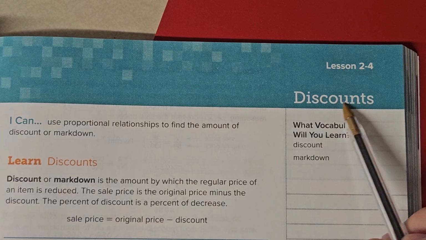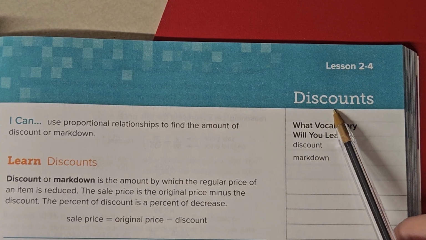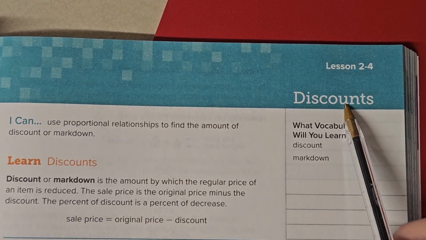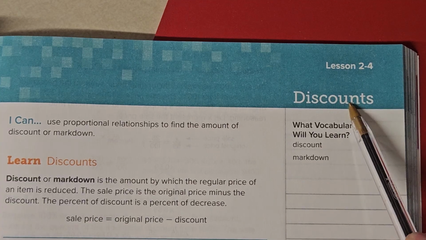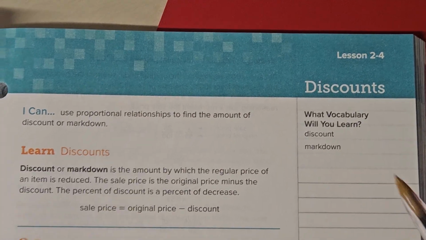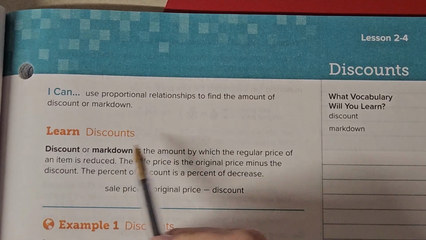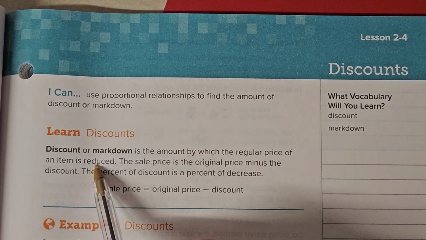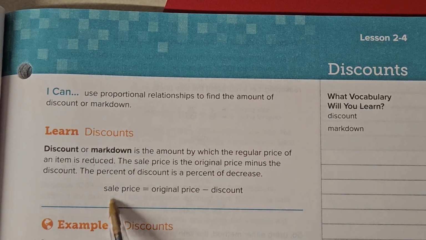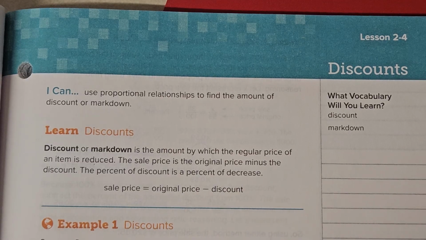Listen, discounts work the exact same way as we've been doing taxes, except a discount is subtracted from the total instead of added to the total. And sometimes a discount is called a markdown. So the regular item is reduced, which means you subtract, right? Sale price is equal to the original price minus a discount.